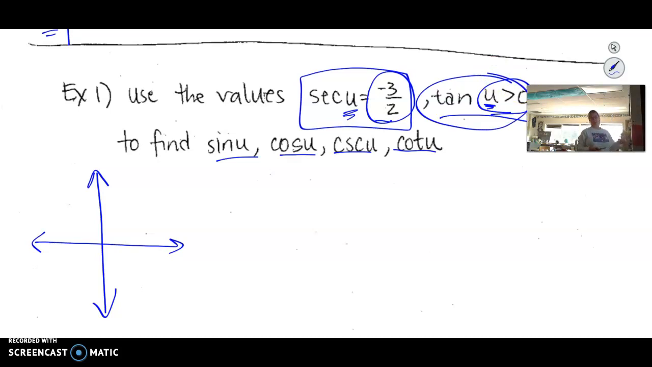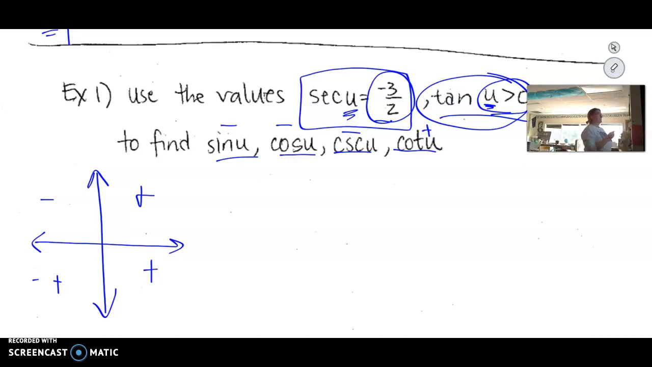So think about secant is the reciprocal of cosine. Cosine is positive in 1 and 4, it's negative in 2 and 3. So it's got to be in either 2 or 3, and then in which of those quadrants is the tangent positive? And that would be in quadrant 3. So in quadrant 3, we know that the sine is going to be negative, cosine is negative, cosecant is the reciprocal of sine, so it's also negative, and cotangent, the reciprocal of tangent, has to be positive since the tangent is positive.